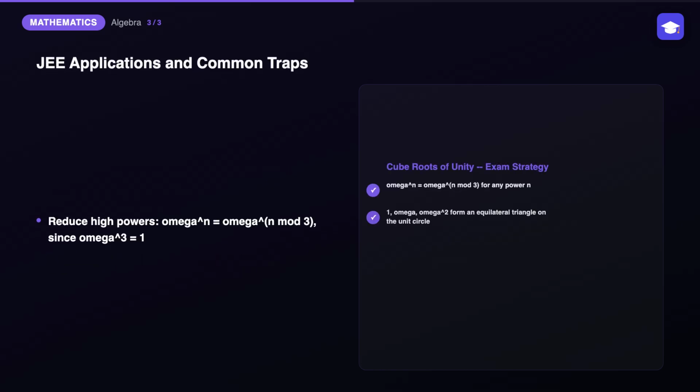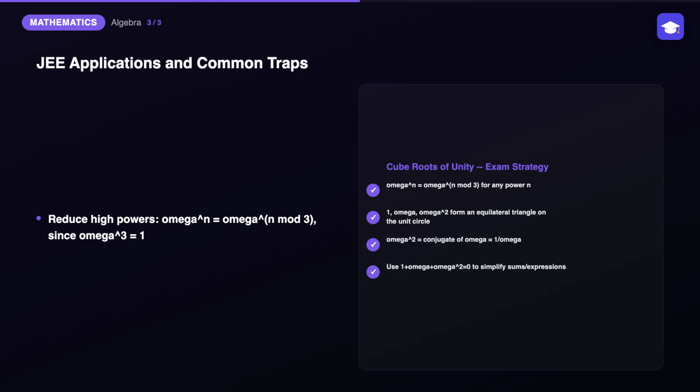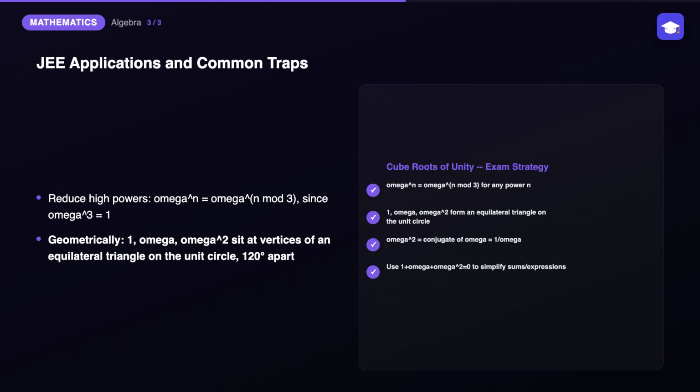A classic JEE technique uses these identities to simplify high powers of omega instantly. Since omega cubed equals 1, any power of omega can be reduced by simply taking the exponent modulo 3. So omega to the power 100 equals omega to the power (100 mod 3), which is omega to the power 1, since 100 divided by 3 leaves remainder 1.